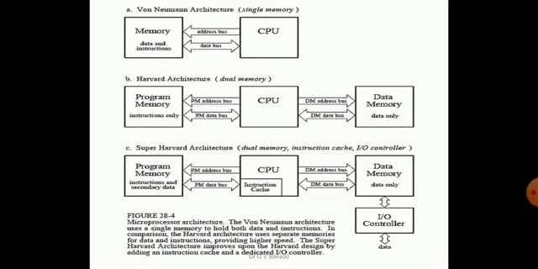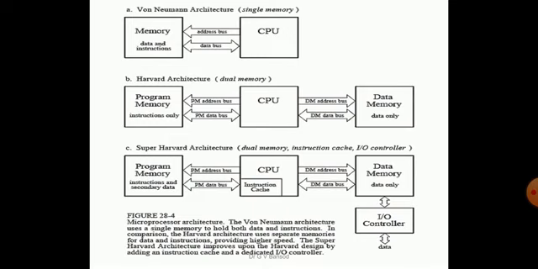So what is the difference between Harvard and super Harvard? As you can see from the diagram, it introduces two new elements, which are instruction cache and IO controller. Now what is the role of this instruction cache and what is the role of this IO controller?